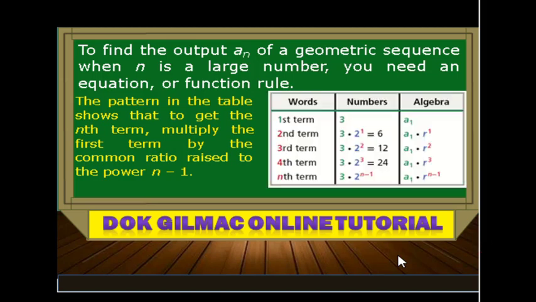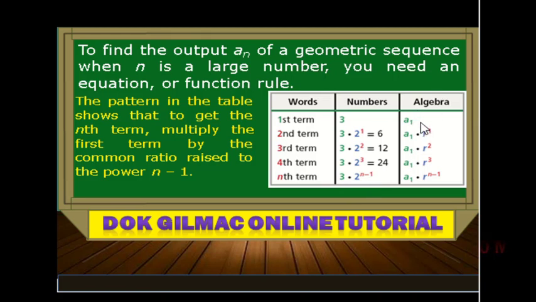So as you can see here in the given table, we have the first column in words: first term up to the nth term. In numbers, 3 times 2 raised to 1 is 6. 3 times 2 raised to 2 is 12. 3 times 2 raised to 3 is 24. 3 times 2 raised to n minus 1.